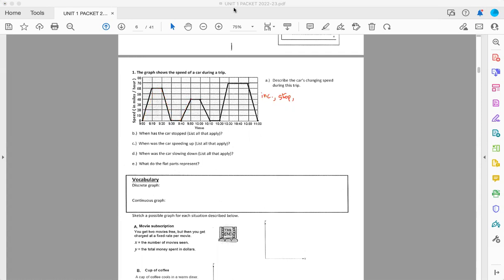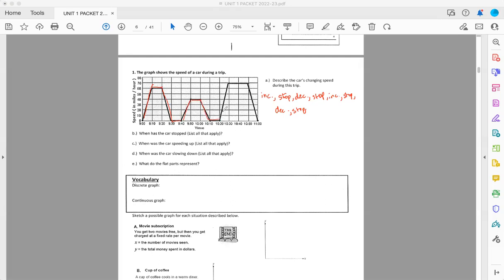So we're going to write this down. Increase, stop, decrease, DEC for decrease, and it's okay, you can use decrease, DEC, or decreased on your quiz, and then stop, and then after the stop, increase, stop, decrease, stop. So we said increase, stop, decrease, stop, then increase, stop, decrease, stop.